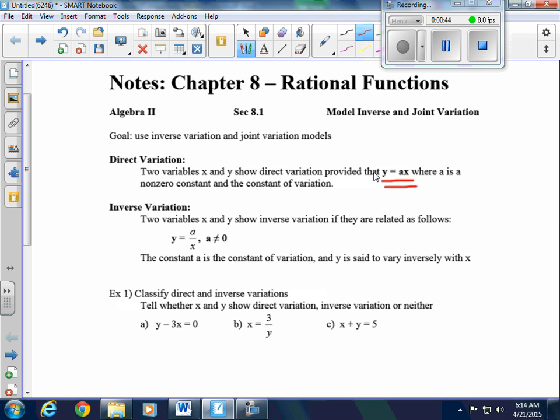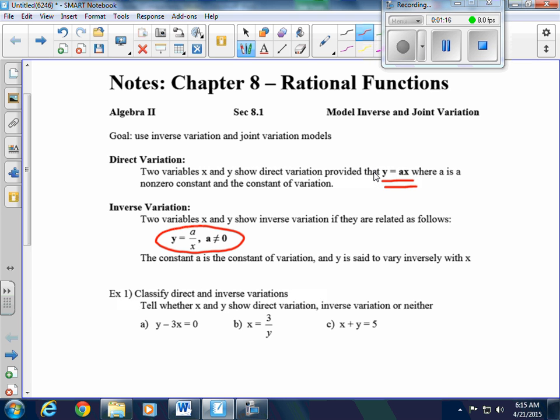Well, when we talk about an inverse variation, two variables x and y show inverse variation if they're related as follows. And our equation is going to be this: y equals a divided by x. They would say that it varies inversely. So the constant a is the constant of variation, and y is said to vary inversely with x.